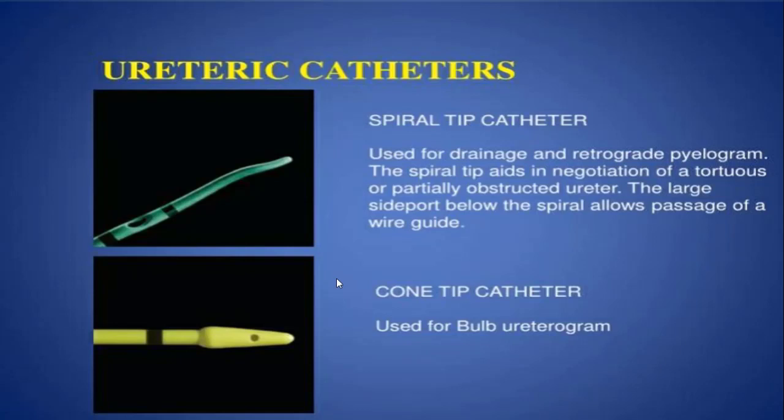Ureteric catheters, there are further types available. The spiral tip catheter is used for drainage and retrograde pyelogram. Spiral tip aids in negotiation of a tortuous and or partially obstructed ureter. There is a large side port hole which provides the passage of a guide wire. This is basically a hole. Right, and the cone tip catheter is used for the bulb ureterogram.